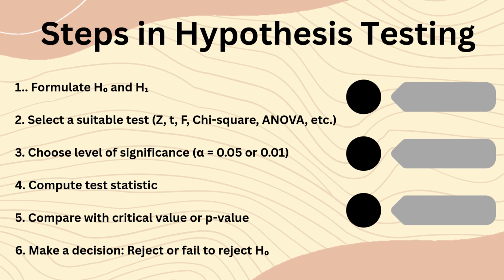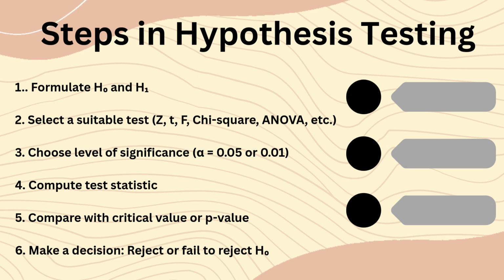2. Alternative hypothesis, H1 or HA. It is the opposite of H0. It states that there is a significant difference or effect. Example, there is a significant difference between the average marks of male and female students. The null hypothesis is always tested, and the decision is made whether to accept or reject it.